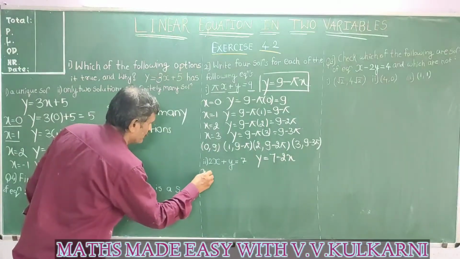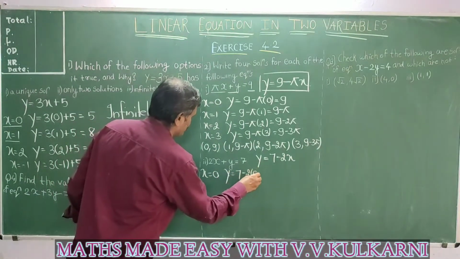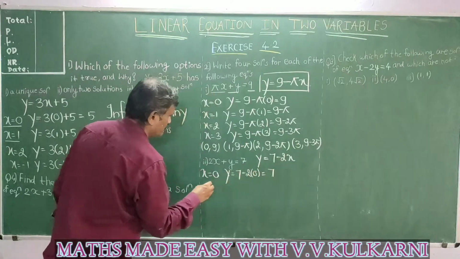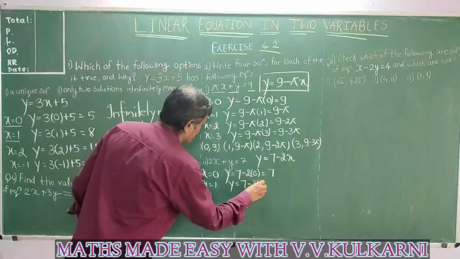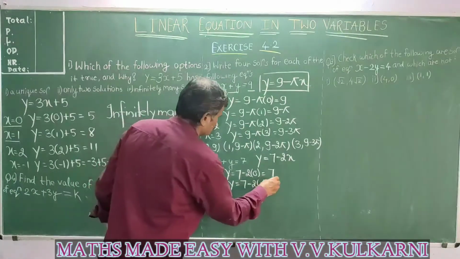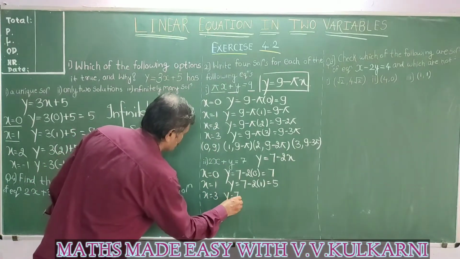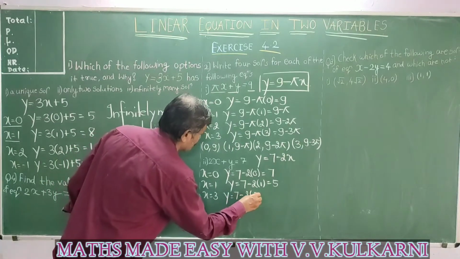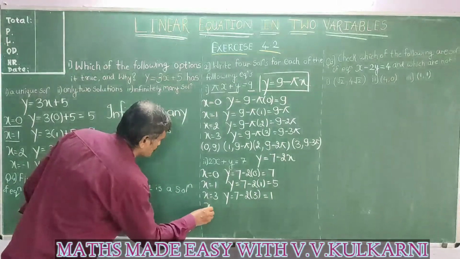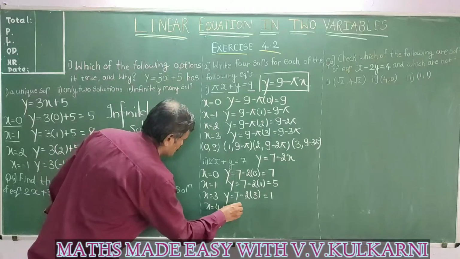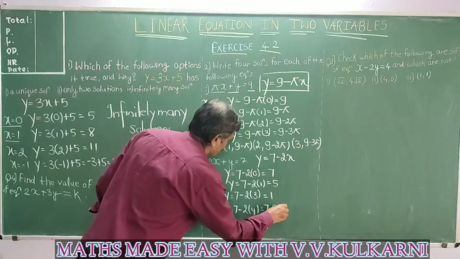So I'll again keep on writing. If I write x as 0, then y = 7 minus 2 into 0, and you know very well it is 7. Suppose I write x = 1, then y = 7 minus 2 into 1, that is 7 minus 2, which is 5. Suppose I write x = 3, then y = 7 minus 2 into 3, and 2 into 3 is 6, children, 7 minus 6 is 1. Suppose I write x = 4, then y = 7 minus 2 into 4, that is 7 minus 8, that is minus 1.